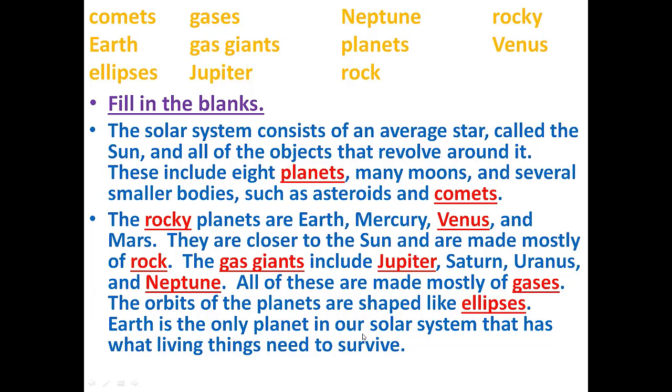Earth is the only planet in our solar system that has what living things need to survive. Again, the answers for this set, from the beginning: planets, comets, rocky, Venus, rock, gas giants, Jupiter, Neptune, gases, ellipses. So these are the answers in order.